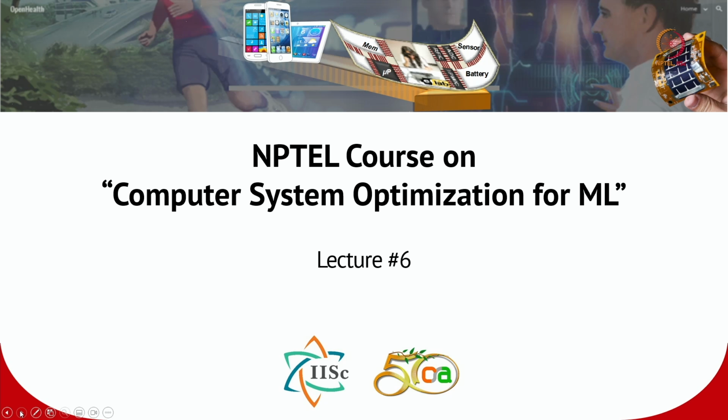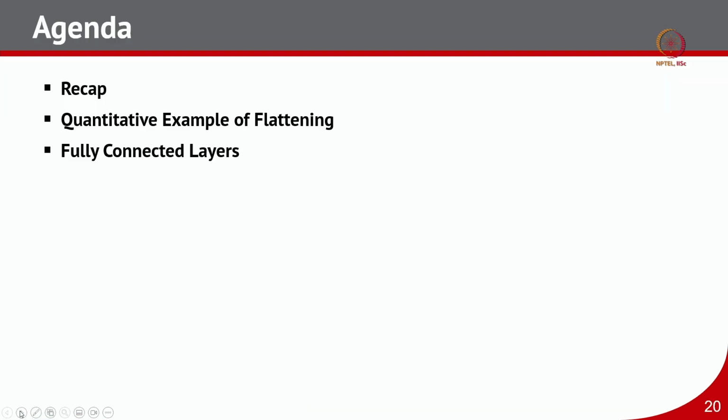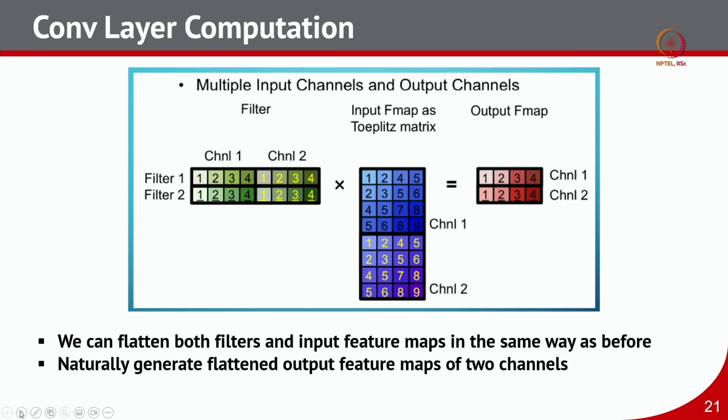This is the 6th lecture of this course. We will briefly go over a recap of the last lecture. Then we will discuss a quantitative example of flattening. After that, we will discuss something called fully connected layers. Okay. So in the last lecture, we talked about flattening.